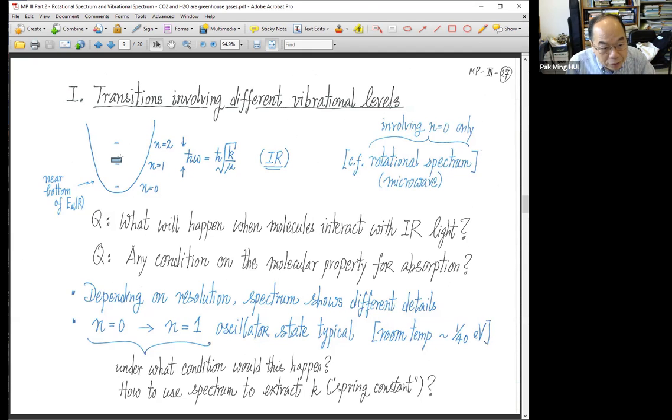To remind you, typically the spacing is in the infrared, 0.1 eV order. Okay, so you shine in infrared light, you may induce transitions from somewhere here to somewhere in there. Get me? And then we hope that using the IR spectrum, there's something related to K that can be extracted, therefore we can get the spring constant, okay?